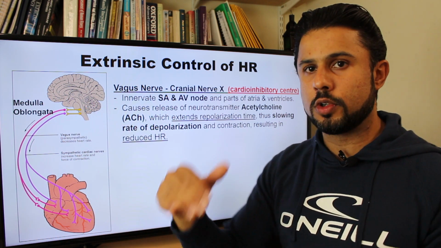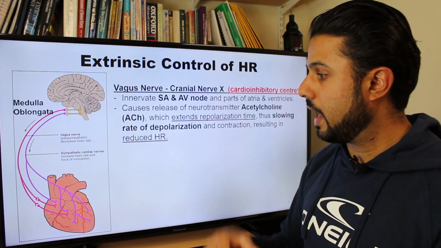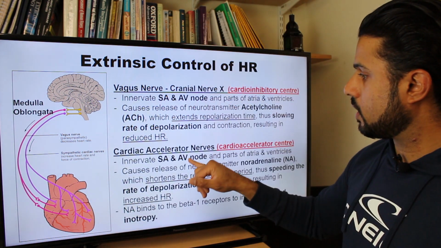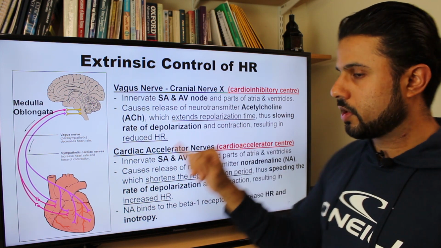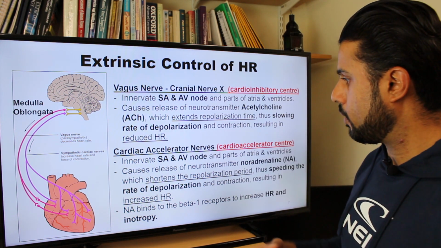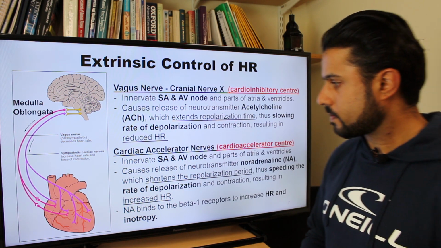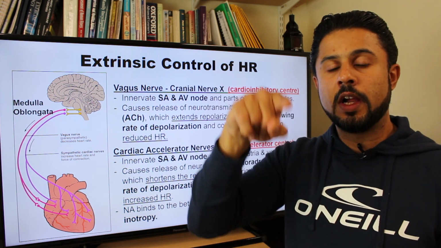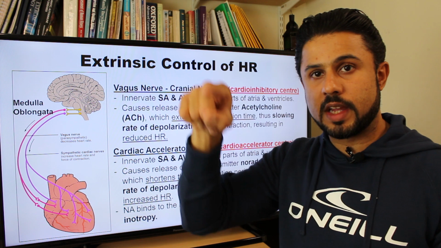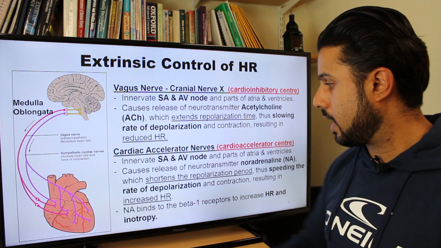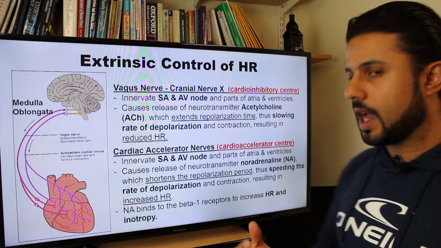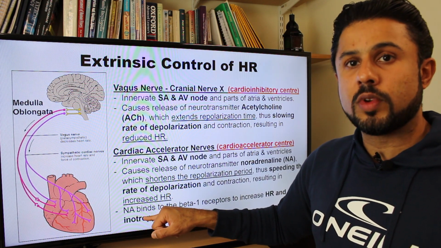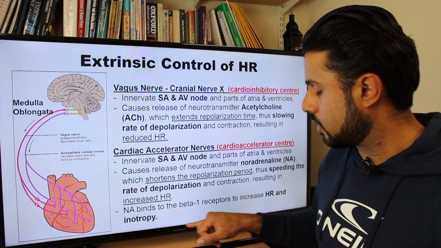So it's these nerves that help to keep the heart rate below 100, and equally, once we start exercising, the cardiac accelerator nerves will activate, and they'll innervate the sinoatrial and atrioventricular node. They'll also innervate the atria and ventricles, some of the other parts as well, and they will do the opposite of the inhibitory nerve. So what is the opposite? The opposite is to shorten the time of the repolarization period, so that you have a quicker rate of depolarization, more action potentials firing through to the nodes, and therefore you will have increased heart rate and increased contractility.